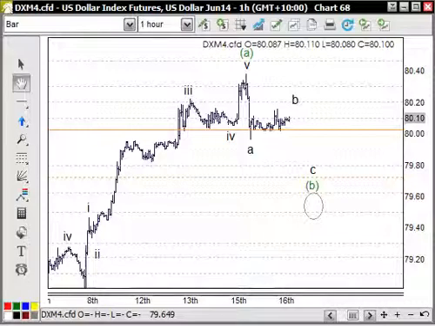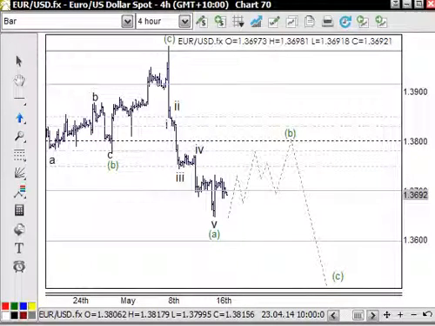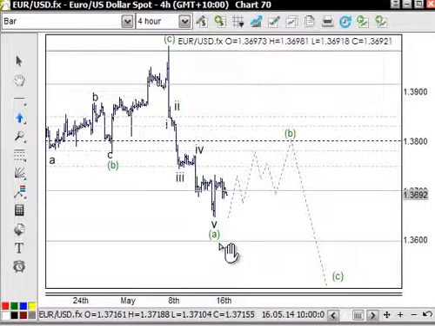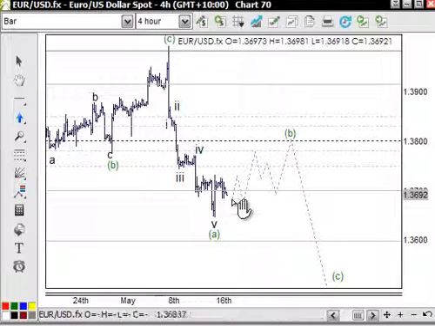I think also checking the Swissy against the US dollar would be helpful for the count. The euro, in the meantime, will be doing the opposite. Last time we were looking for a low, and now we're looking for some type of correction back up to the 138.